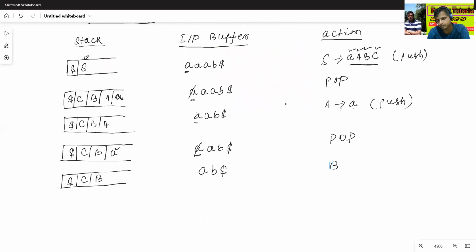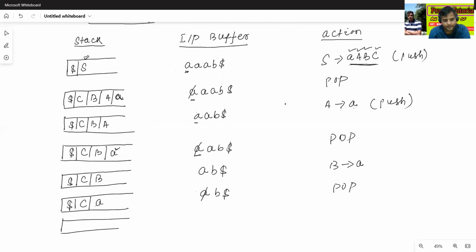So B to small a. Okay, now we'll push this A. Dollar, C, B to A will push A, B, dollar. See here, A and A both are matched. A is the terminal, both are matched. So then we'll pop. So this A will pop. So finally, this is dollar, this is C, then this is B, then this is dollar.